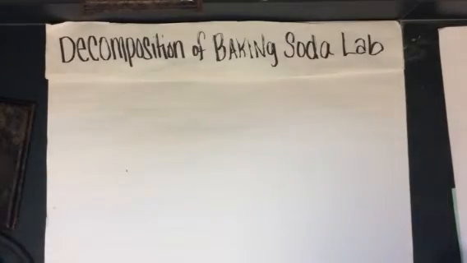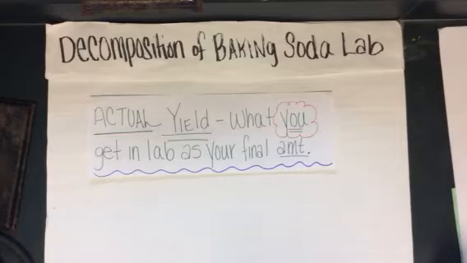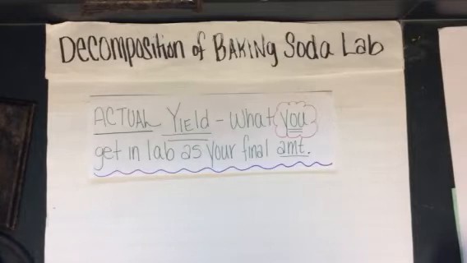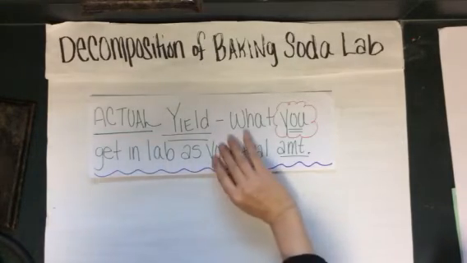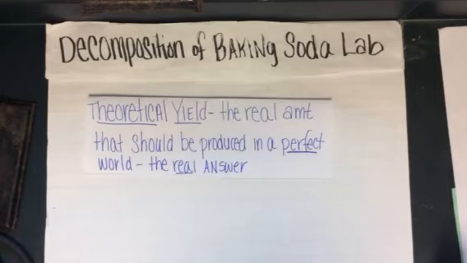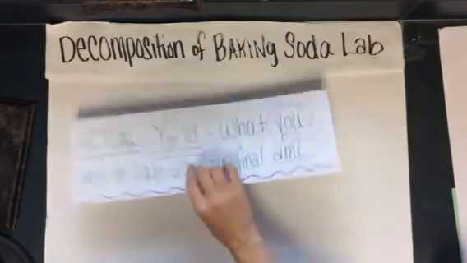Two words that you're going to be introduced to in this lab are actual yield and theoretical yield. Actual yield is what you, the experimenter, you personally, get in lab as your final amount. So when you're done decomposing this, how much of the product you make. Now remember, you're human, so you're going to have some error. And that's okay, but you want to try to reduce that error. So the amount that you get in lab is the actual yield. Now, theoretical yield is the real amount that you should have gotten if you were perfect. So in a perfect world, you should have gotten this specific amount. It's the real answer. But again, in lab, what you get is the actual yield because it has some error in it.